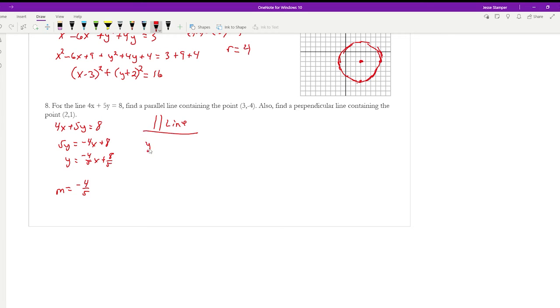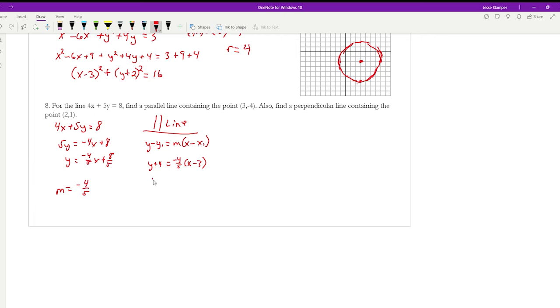Let's try the point-slope form, because it's probably the fastest way. Remember, we already have our slope. Any parallel line has to have the same slope as the original line, but has a different y-intercept. So it's going to be y minus, well, it's a negative 4, so it's plus 4, equals negative 4/5 times x minus 3.